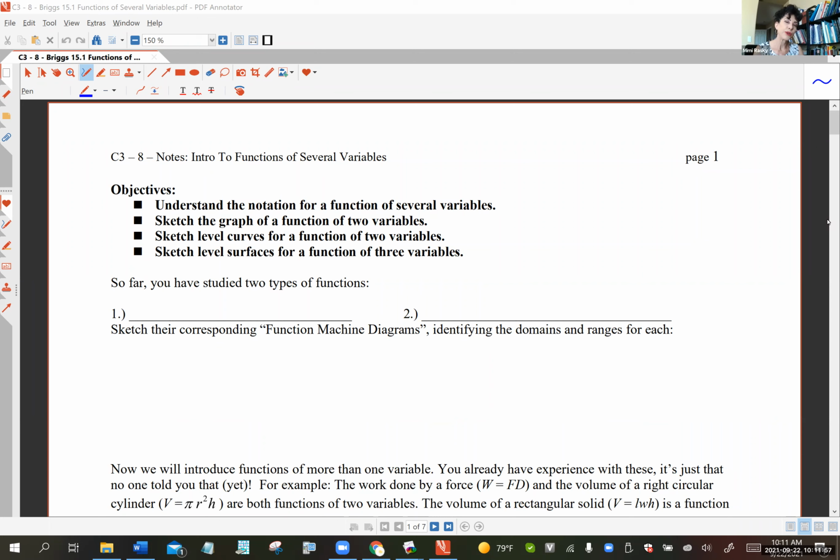But let's remind you of the functions that you already are familiar with. So here's the review. So far, you've studied 2 types of functions. One of them you've done in algebra as well as calculus 1 and 2, and those are known as functions of a single variable. You're very familiar with those. What do you mean? Well, like y equals f of x. That's a function of a single variable. The single variable there is x. So y is the function of a single variable, and the single variable is x.